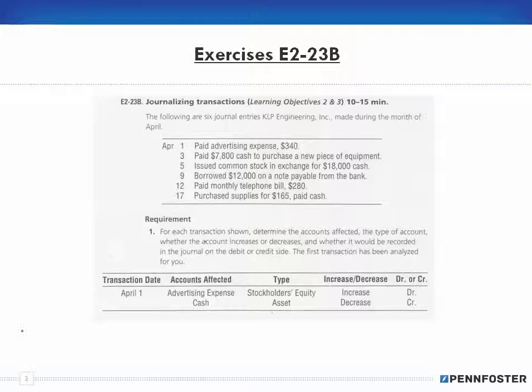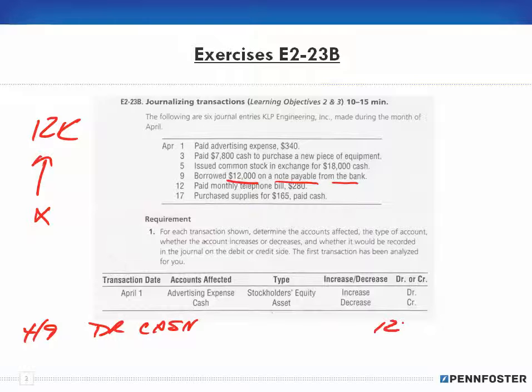Okay? Right, so 4.9 is my next transaction. Borrowed $12,000 on a note payable from the bank. Okay, so if I'm borrowing $12,000, am I affecting cash? Yes. Right. Why? Because my cash is increasing. I didn't have cash before, and now I'm getting $12,000 more in cash.